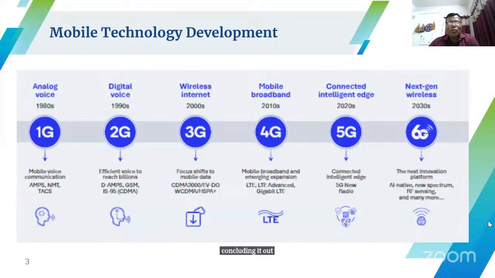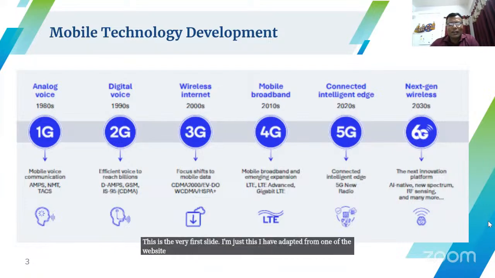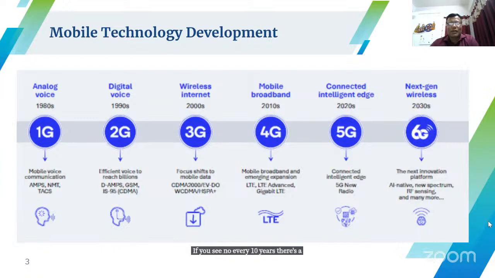So if we see the mobile, this is the very first slide now. I have adapted this from one of the websites. If you see, every 10 years there is a revolution in mobile communication technology. In the 1980s we had analog voice. It started with that, that was 1G. Then we went to digital voice in the 1990s, which we call 2G.